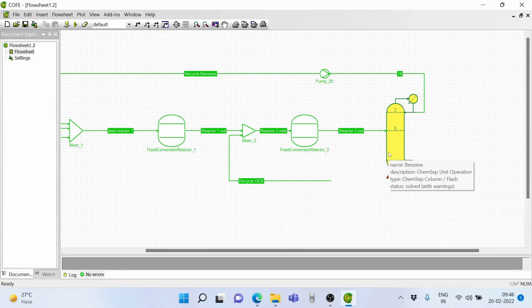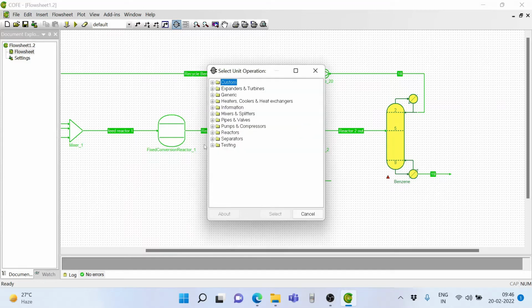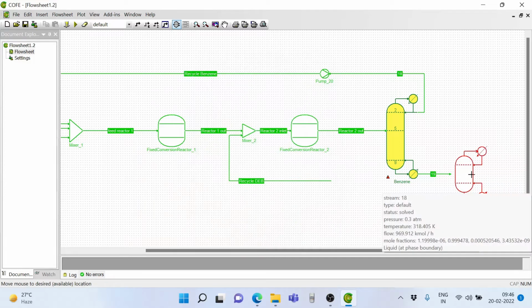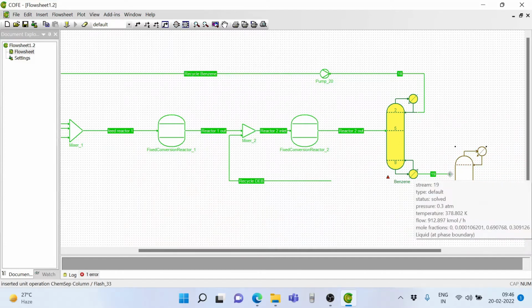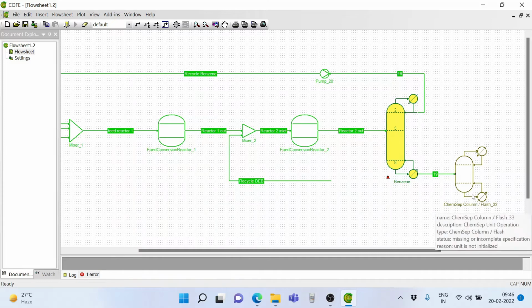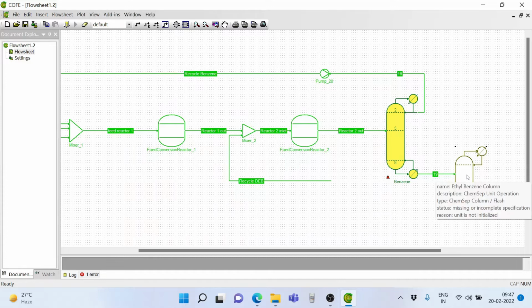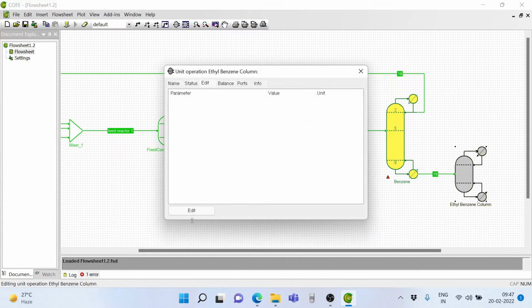The bottoms of column 1 are fed to column 2. So let's draw another ChemSep unit. After selecting the ChemSep unit, we can place it on the flow sheet and let's give this a name. So I give this the name Ethyl Benzene Column. Now next we configure it. So double click on it, click edit.